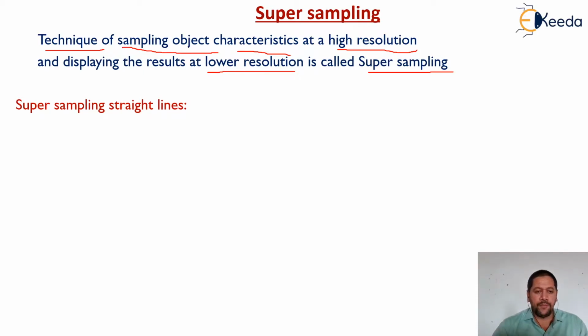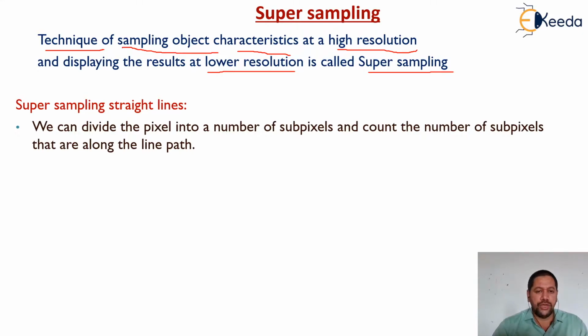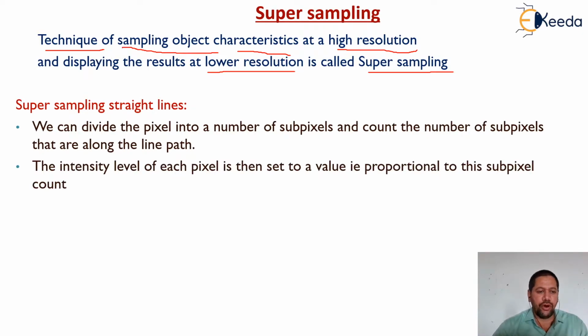Now we are going to see how I can apply the super sampling method to straight lines, because we have seen that due to the effect of aliasing, a straight line may become jagged, with a staircase effect, or may not be drawn straight. So now we are going to consider how we can apply this to the straight line.